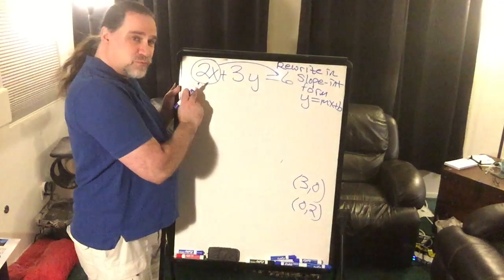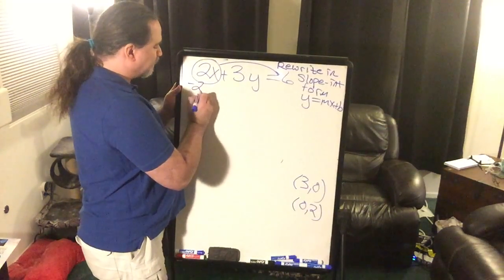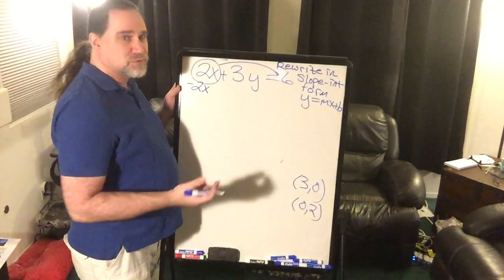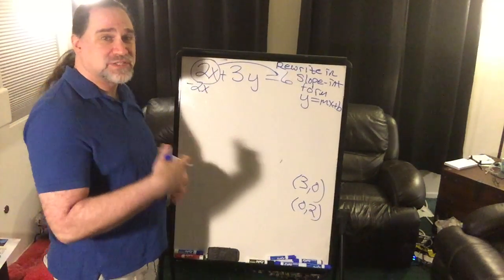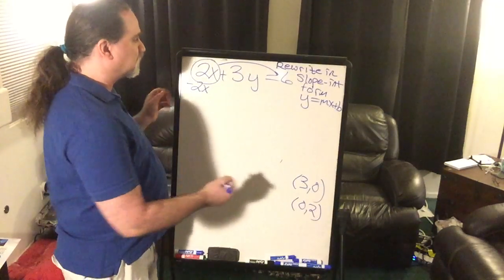So that means I want to get rid of it from the left-hand side. And anytime I want to get rid of something, I simply subtract it. If it were negative and you subtract the negative, you'll see yourself adding a positive. But for our purposes here, we're just going to subtract.